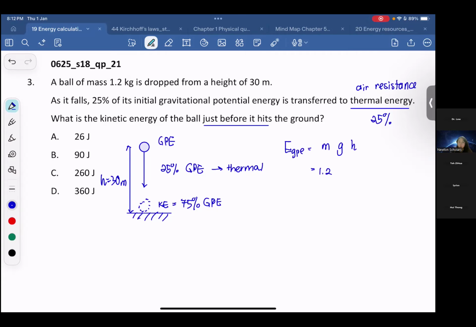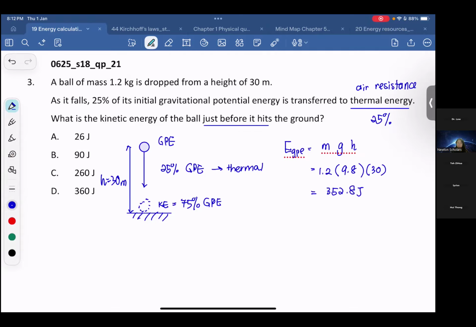Mass is 1.2 kg. G is not given, teacher, but you have to know. This value we have to know by ourselves. This is 9.8. Then H is the height. They tell you that drop from a height of 30, so this one is 30. So for my answer here, I will get 352.8 joule, right? Are you able to get the same answer?